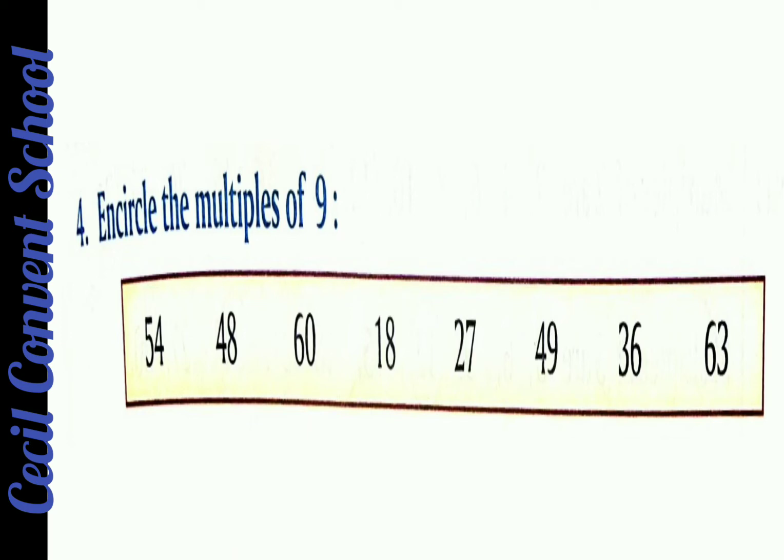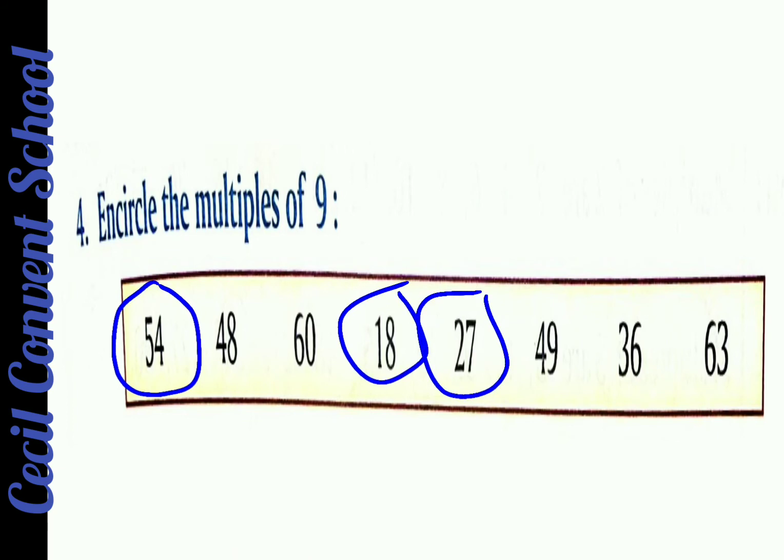Does 54 come in 9 table? Yes, 9 sixes are 54. Does 48 come in 9 table, students? No, 9 table 48 does not come. Clear? Does 27 come? 9 threes are 27. Clear? Now does 49 come in 9 table? No, it does not come. Does 36 come? Yes, 9 fours are 36, and 9 sevens are 63. So please underline this in the book only.